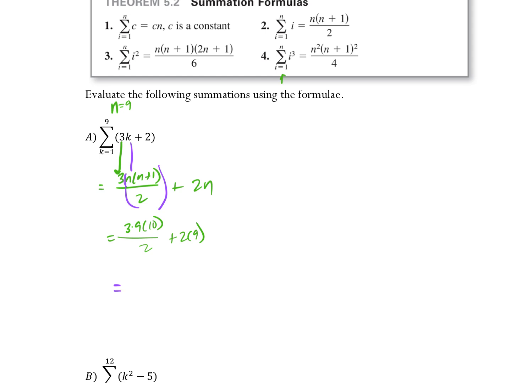From there we have 135 plus 18, which is 153. Same thing you would get if you typed it in. I would like you to use these formulas for now because I want you to practice them for when they start to matter. There are going to be times where you no longer know that n equals 9. I'll leave it as n.